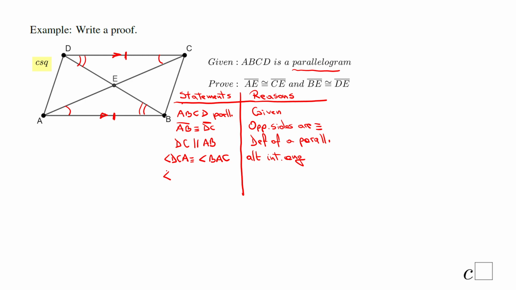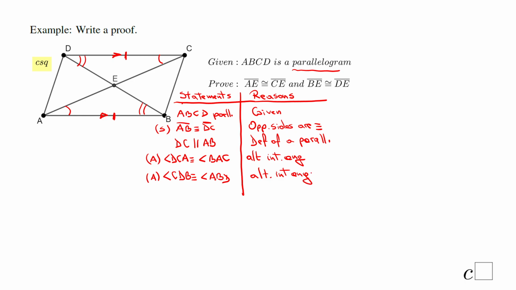Which one? The one that is CDB is congruent with ABD. And if you take a look, we have the side here, and we have these two angles. The side is included, so that's important to remember. Oh, by the way, the reasoning here, alternate interior angles.